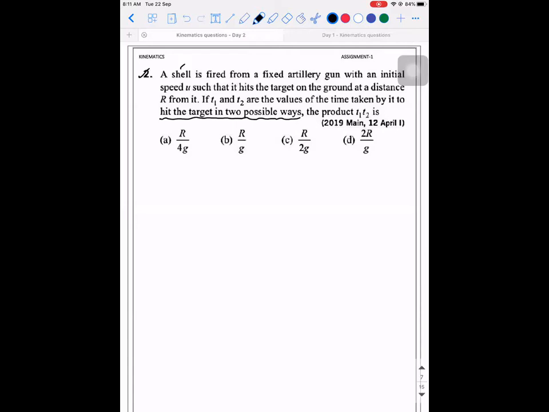Sir, does it mean that it undergoes two motions? No. It is the same projectile motion only. Sir, does it break or something? Nothing. Here there is no concept of breaking. Both the shells are different.